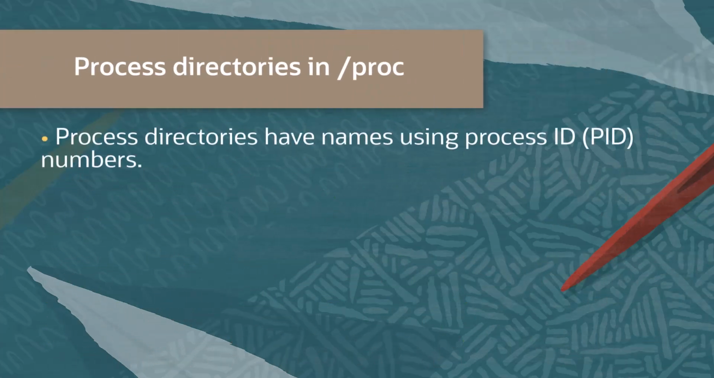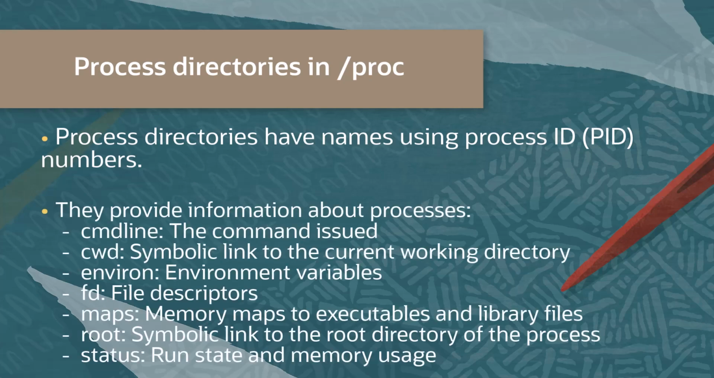The Proc directory contains directories with numerical names. These directories are named after a program's process ID and contain information about that process. The owner and group of each process directory are set to the user running the process. Each process directory contains several files, including cmdline, which is the command issued when starting the process.